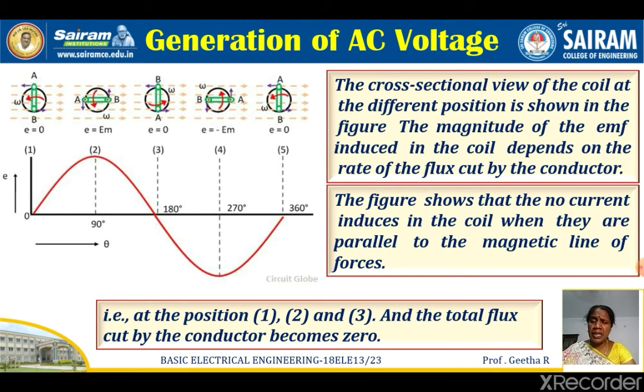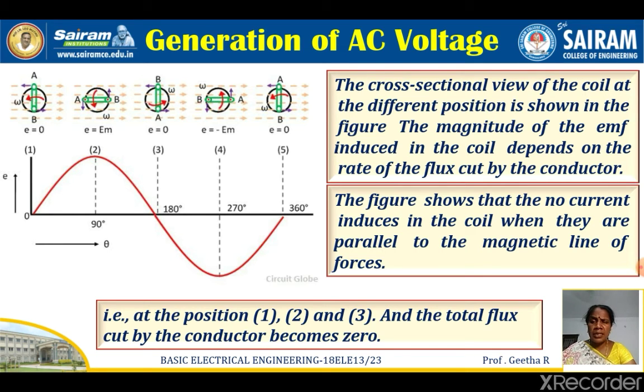At position 3, when it is continuously rotated in the same direction, similar to position 1, the velocity component is parallel to the magnetic field, and there is no flux cutting here, so there is no EMF induced. Again the EMF induced is 0 here. The same is shown in the diagram also, and the coil is rotated further.